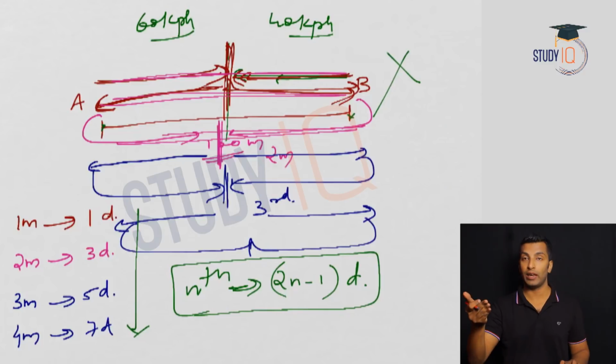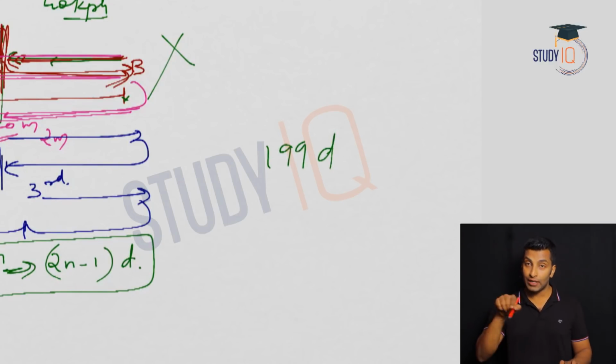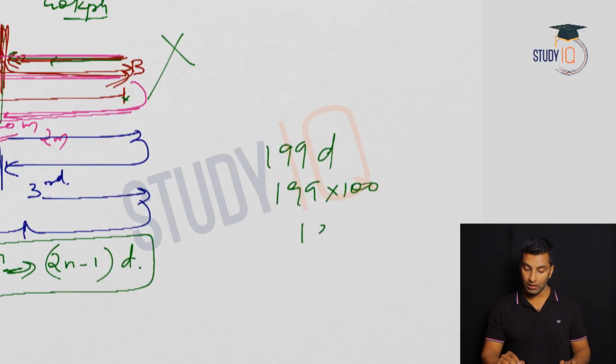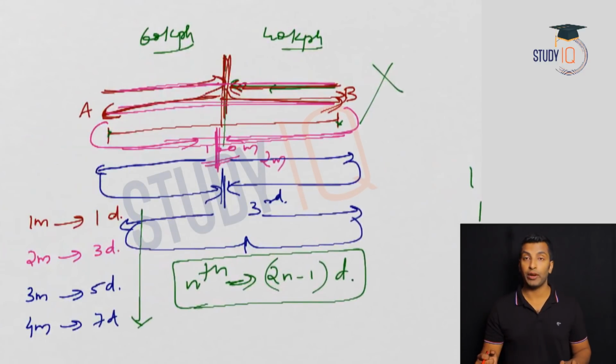So 2n-1 D. So if I ask you the 100th meeting, you cannot draw all these things, right? You understood this pattern. So the 100th meeting will be 199D. Why? Because 2n-1, 2 into 100 minus 1, that is 199D. And if the distance is given as 100, then it is going to be 199 into 100, that means 199 meters, or 19.9 kilometers. So I hope this is clear for you. So this is the meeting point question.